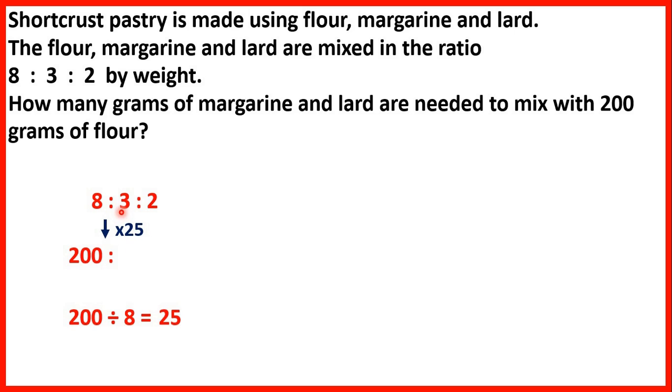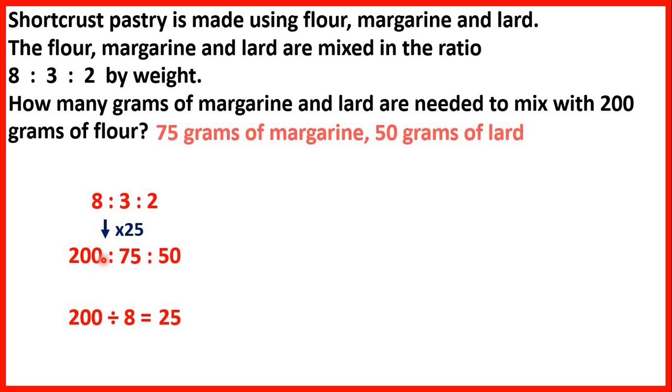So we need to do the same to find the amount of margarine. That's the second number in our ratio. We have 3 times 25, so that's 75. And then to find the amount of lard, that's 2 times 25, so 50. So that means if we have 200 grams of flour, we need 75 grams of margarine and 50 grams of lard.